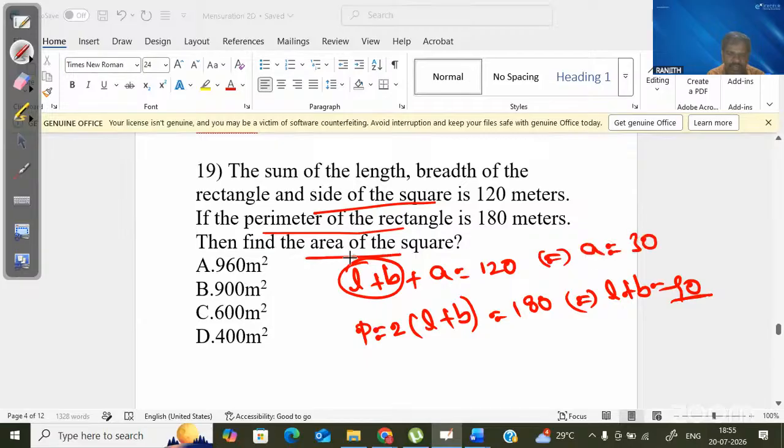Find the area of square. What is the area of square? A square will be equal to 30 square. 30 square equal to 900.